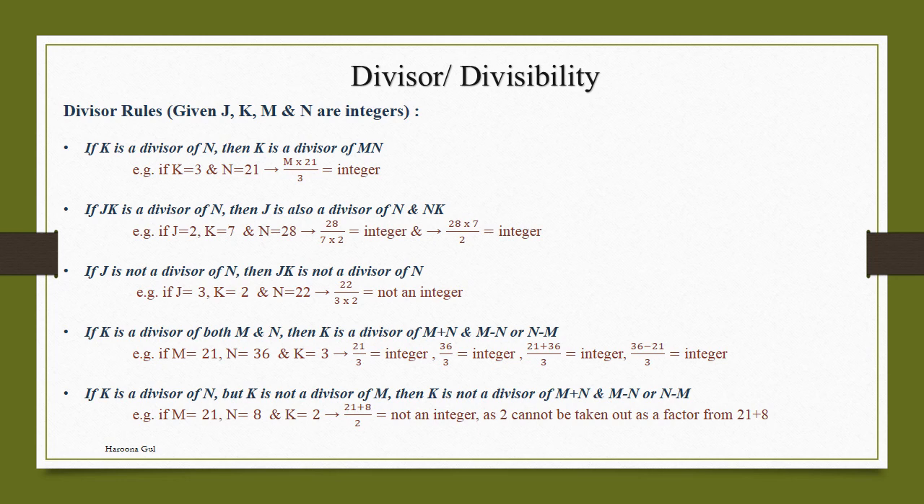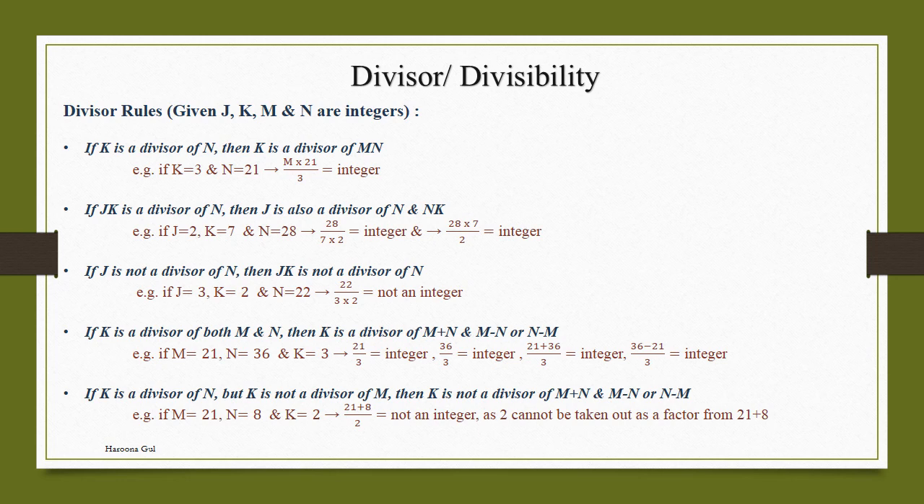Now, if j is not a divisor of n, then jk will definitely not be a divisor of n. For example, if j is equal to 3, k is equal to 2, and n is equal to 22, then 22 divided by 3 times 2, that is 6. 22 divided by 6 is going to give us a non-integer value.